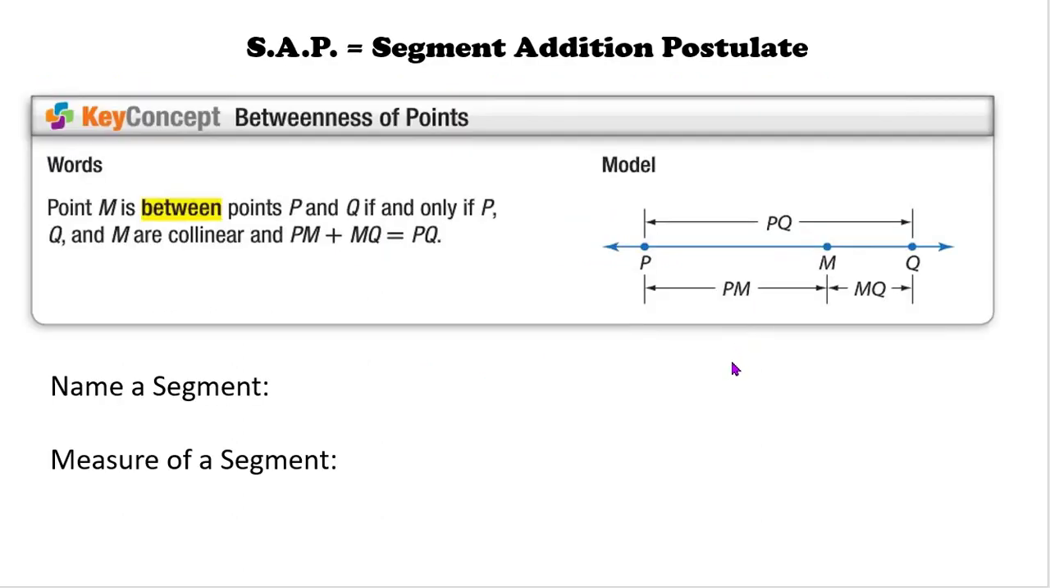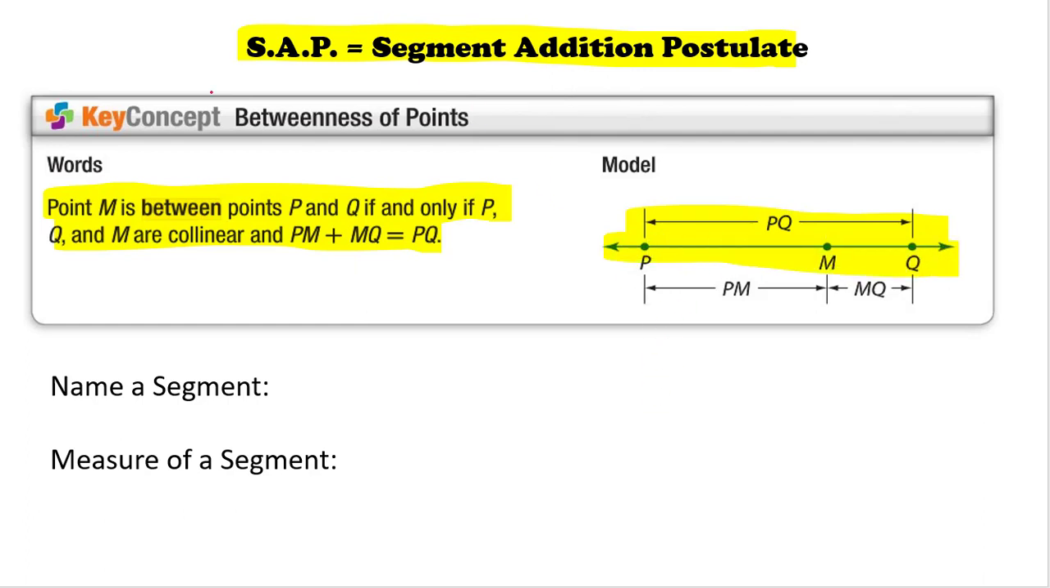And I don't know why our book doesn't call this segment addition postulate right away, but this is the segment addition postulate. So in your notes, make sure you're writing segment addition postulate, writing these words: point M is between P and Q, only if they are collinear and they add up. And then you want to make sure you have a diagram so you know what you're looking at.